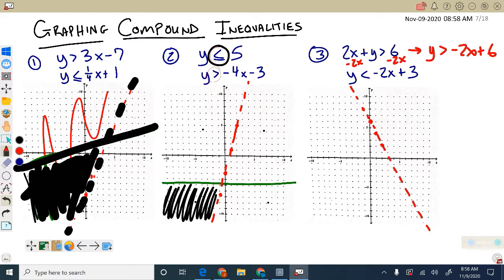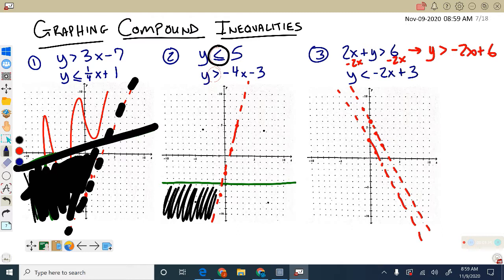I'll worry about the shading later on this one. And for this guy, y is less than negative 2x plus 3. So beginning at positive 3, down 2 to the right 1, down 2 to the right 1 the entire way. Notice both equations have a slope of negative 2. They are parallel. That's pretty important. You'll see why here in a second.